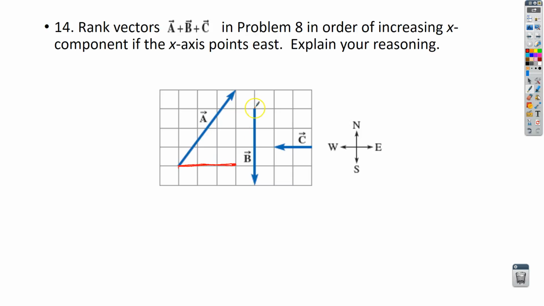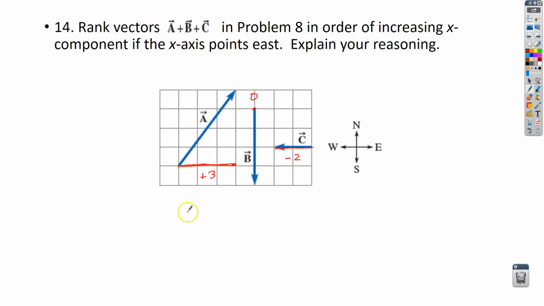For the next one, this one does not have any x component, just kind of sitting there. And then finally for C, our x component would just be going to the left. So this one is negative 2. This one is positive 1, 2, 3. And letter B would be 0.